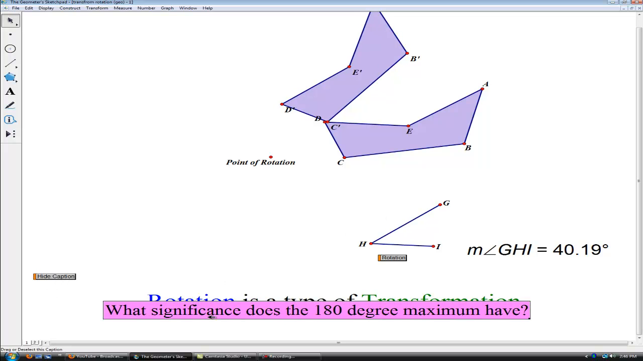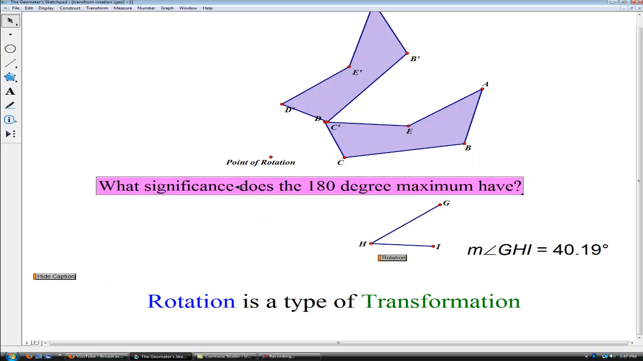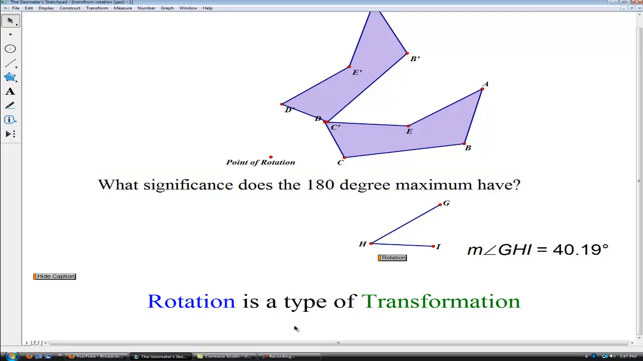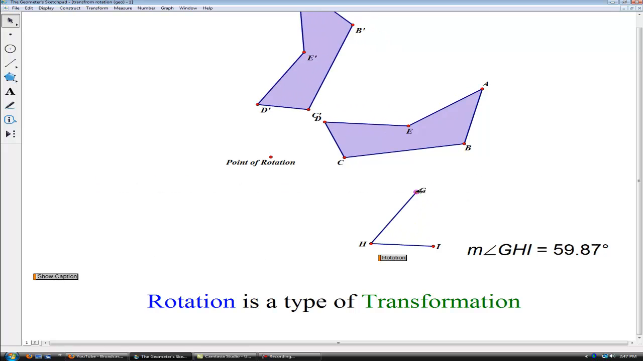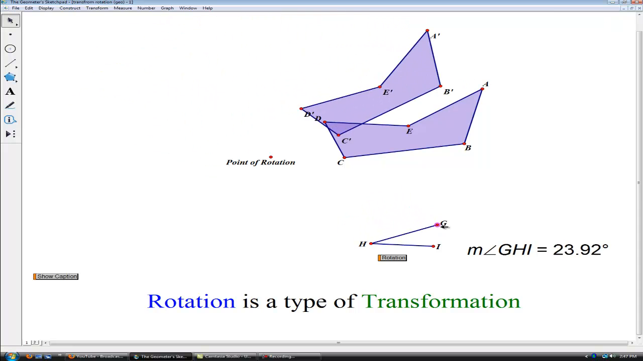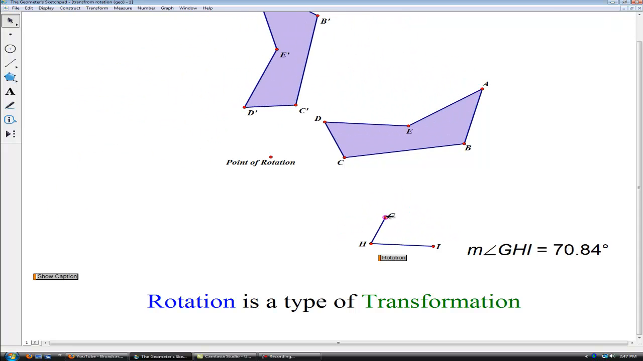So while we mention that, why don't we ask that question? What significance does the 180 degree maximum have? One possible answer could be when we just start discussing rotational symmetry. For now, we can just sort of let that question sit and think about it. So I think this is a pretty clear picture about a point of rotation from our pre-image to our image.